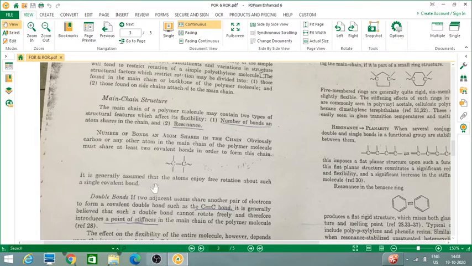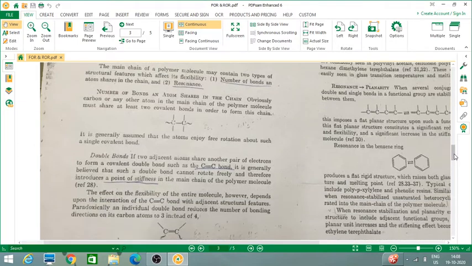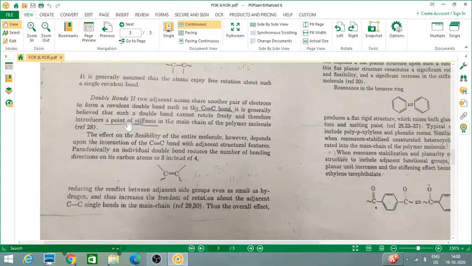It is generally assumed that the atoms enjoy free rotation about such a single covalent bond. Okay. Double bonds. If two adjacent atoms share another pair of electrons to form a covalent bond, such as C double bond C, it is generally believed that such a double bond cannot rotate freely and therefore introduces a point of stiffness in the main chain of the polymer molecule. So double bond means point of stiffness.